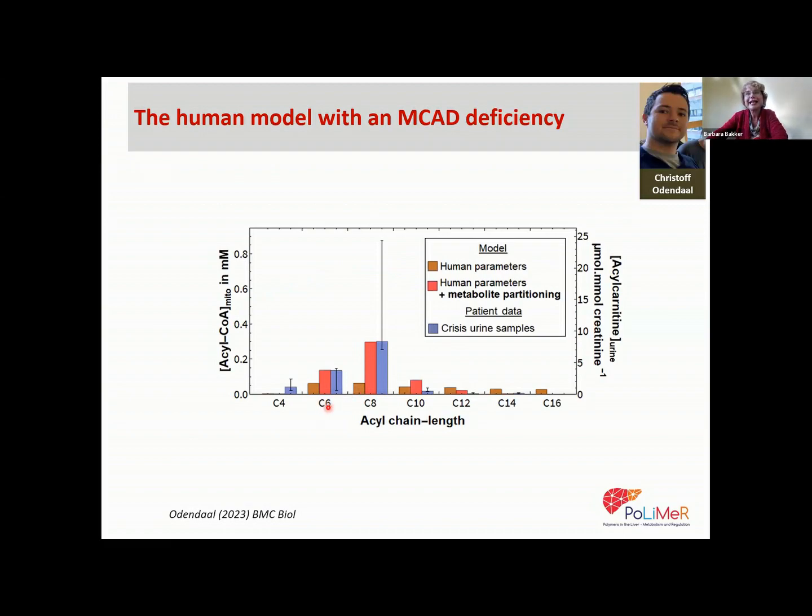And here you see again things related between model and these crisis samples from the patients. Here in brown, you see what happens if you only add the human parameters. And in red, you see what happens if you add the human parameters and include this partitioning of metabolites between the hydrophobic and the hydrophilic part. And you see that that really improves a lot the correspondence with the patient data. And you see a lot of accumulation of medium chain acyl-CoAs.